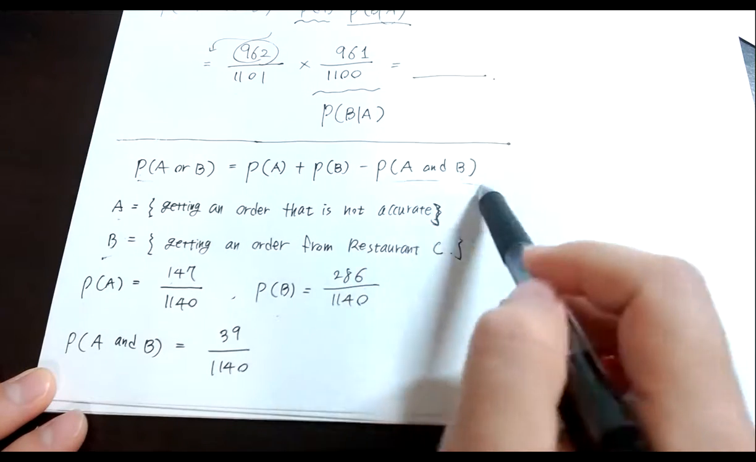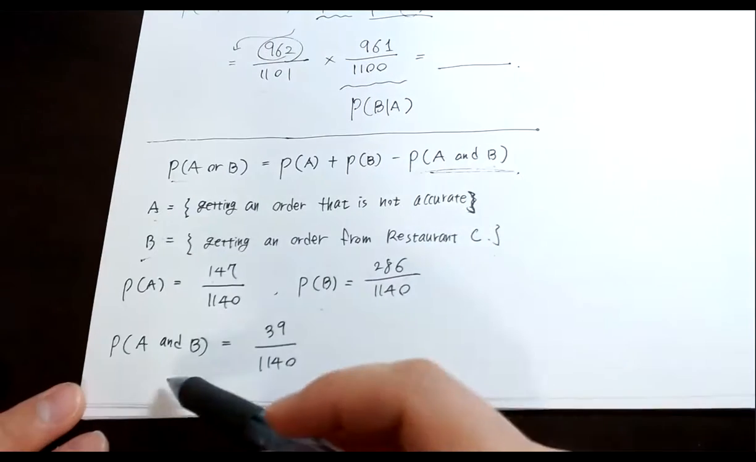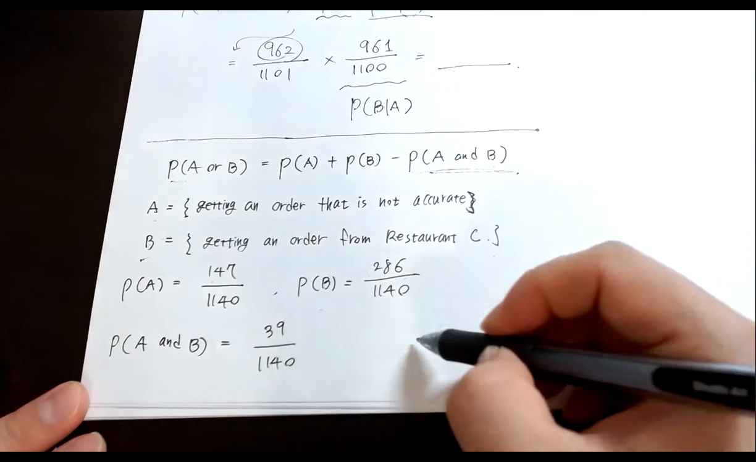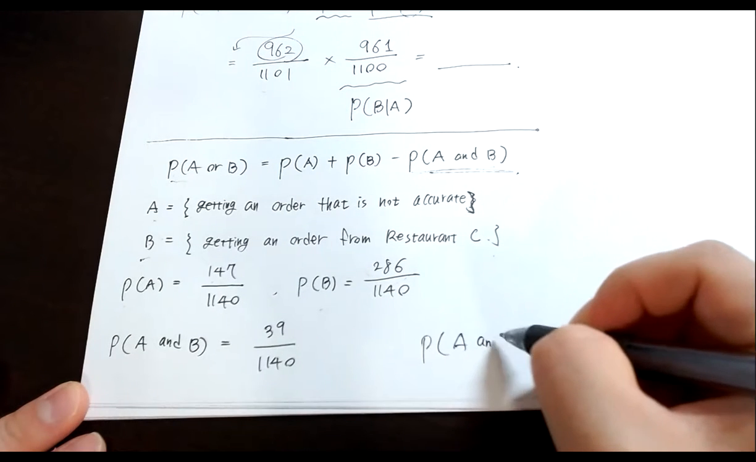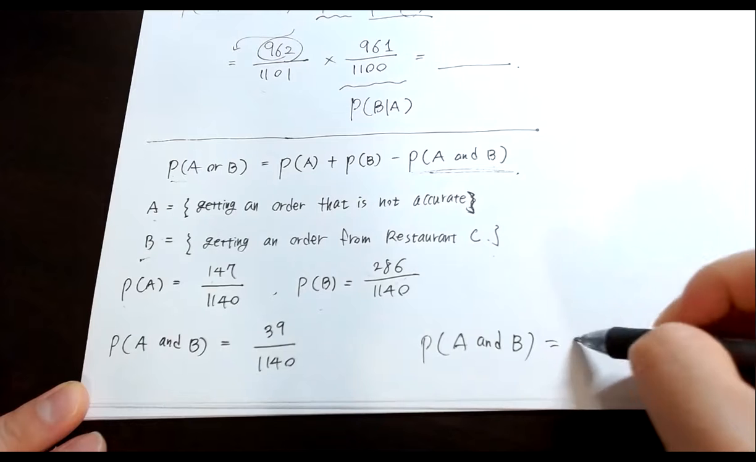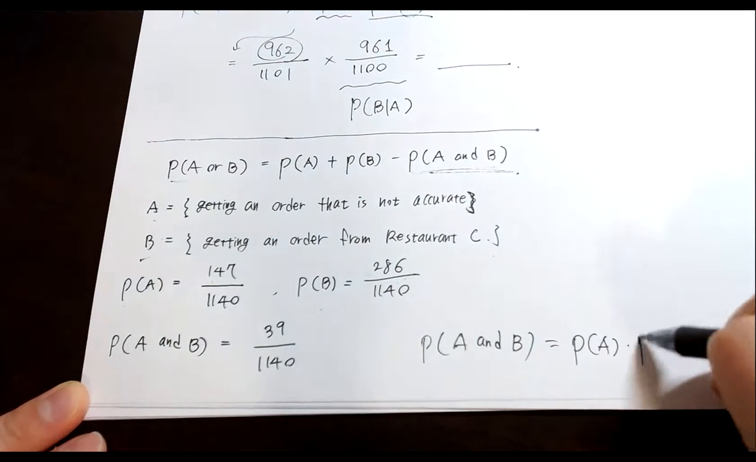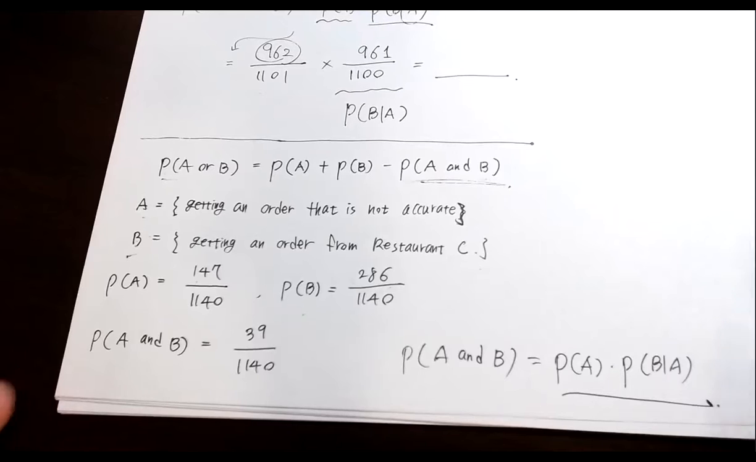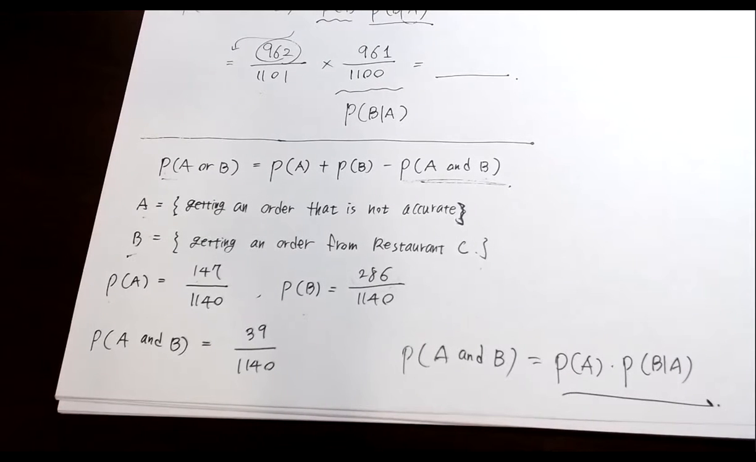So we need to figure P of A and B. P of A and B is going to be 39 over 1140. Why? You may just use the multiplication rule, which is P of A and B is P of A times P of B given A. But unless the problem is too complicated, I don't recommend you use this one. Okay, in those kinds of simple problems.